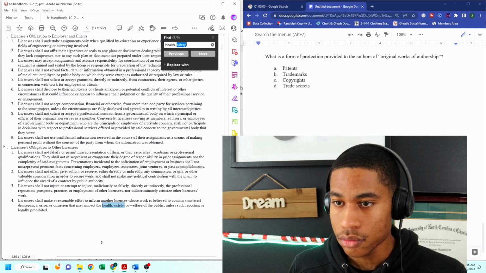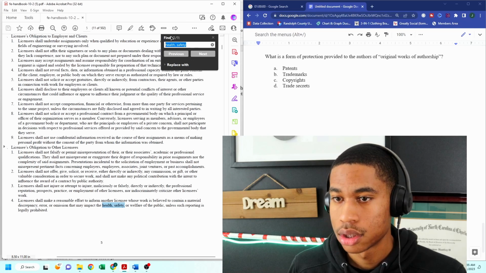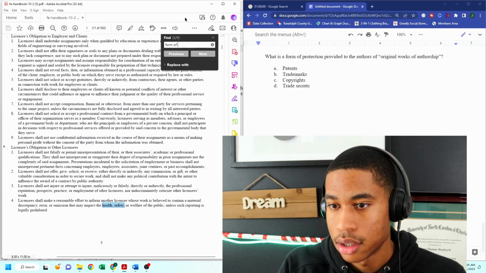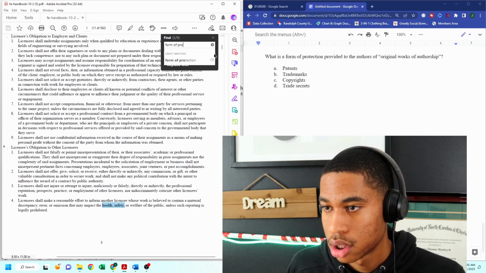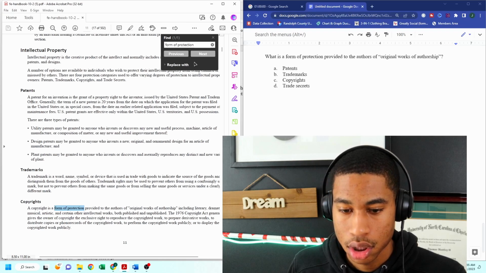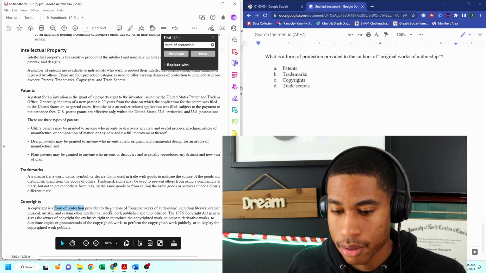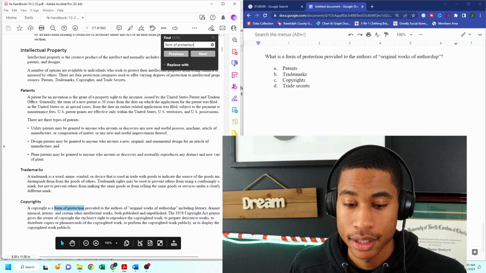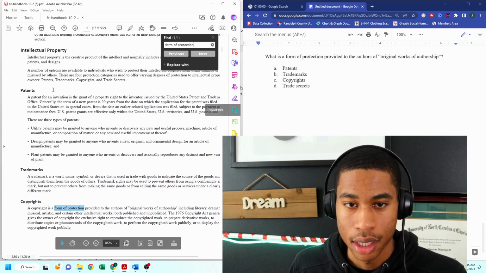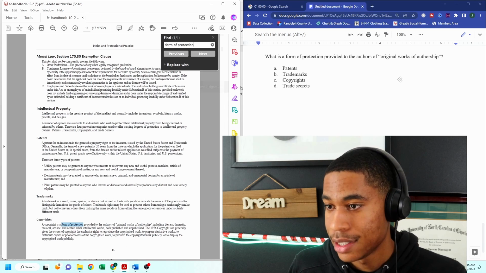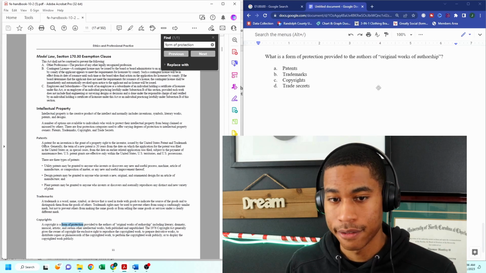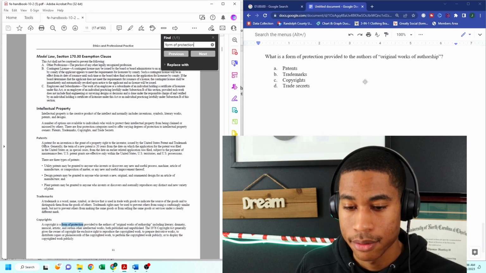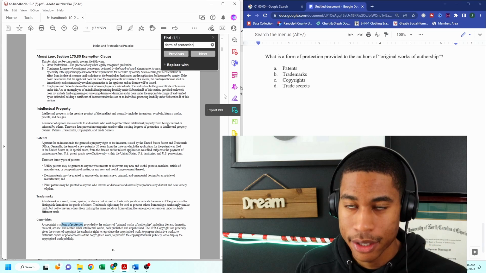I'm just going to search "form of protection." All right, a copyright is a form of protection provided to the authors of original works of authorship. So we know that it's copyright. But again, that was easy, right? It was easy once we found it in the FE handbook. This is the crucial part of the concept. You must use your FE manual to your advantage.